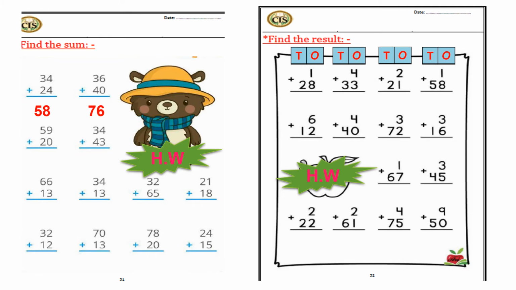59 plus 20. So 9 plus 0 equals 9. 5 plus 2. I put 5 in my mind, 2 on my fingers, and count after 5, 6, 7. So the sum is 79. 34 plus 43. Ones with ones. 4 plus 3 equals 7. Then 3 plus 4 equals 7. So the sum is 77. Now you can complete the last two lines as homework.